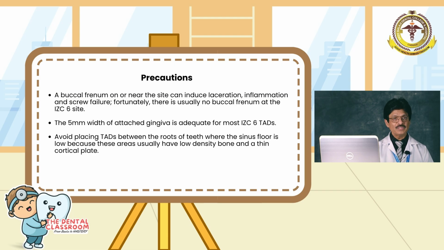So what are the precautions to be taken? A buccal frenum on or near the site can induce laceration, of course, inflammation and screw failure. Fortunately, there is usually no buccal frenum at the IZC6 site. The 5 millimeter width of attached gingiva is adequate for most IZC6 TADs. So avoid placing TADs between the roots of teeth where the sinus floor is low, because these areas usually have low density bone and a thin cortical plate.